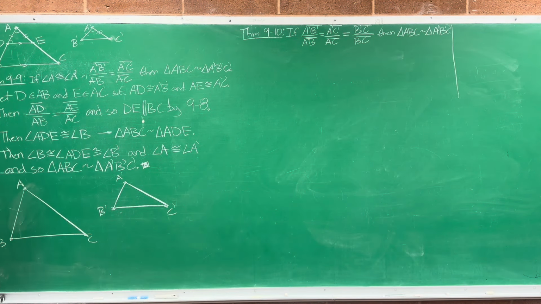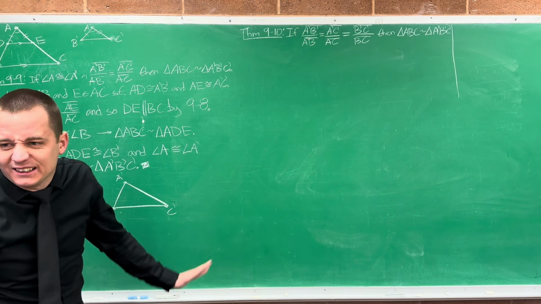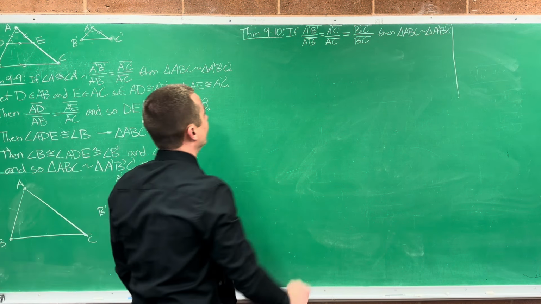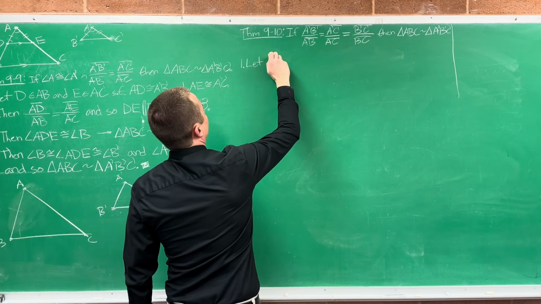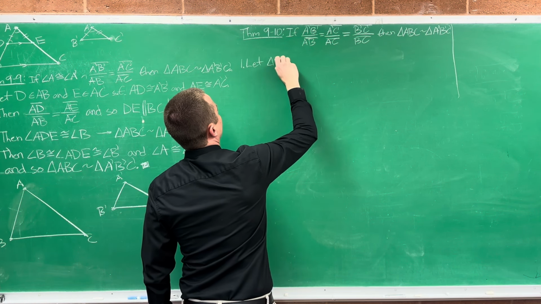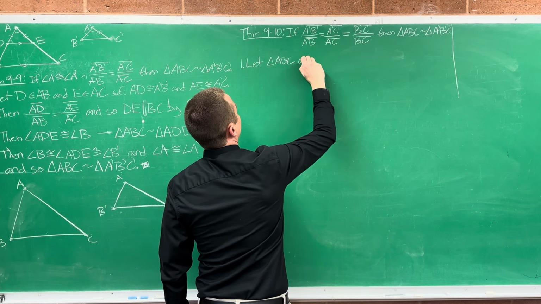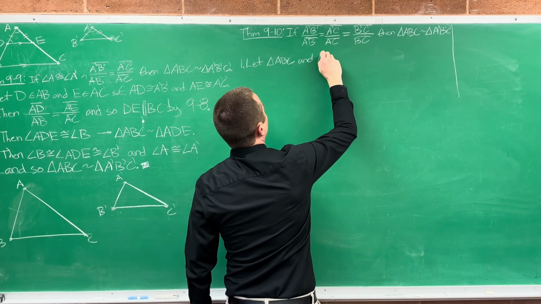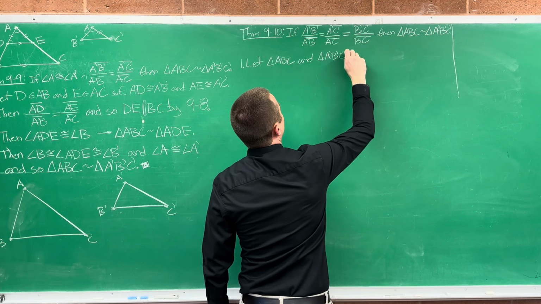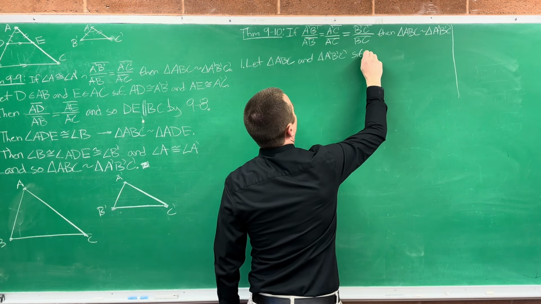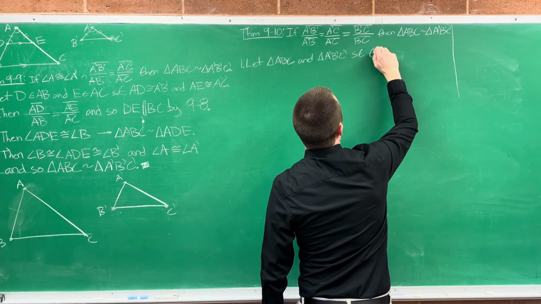So it's like side angle side with similarity. It's more like side, side, side with similarity. Yeah, that's what I meant to say. So let triangle ABC and triangle A prime, B prime, C prime be such that their sides are proportional.